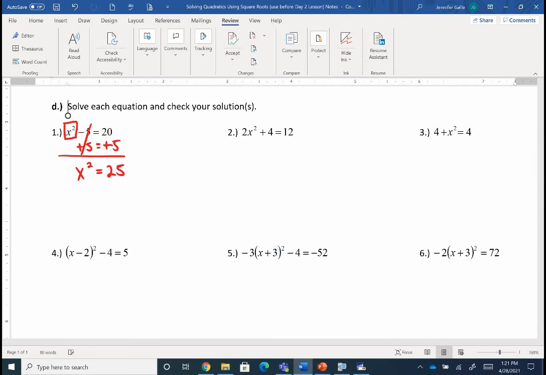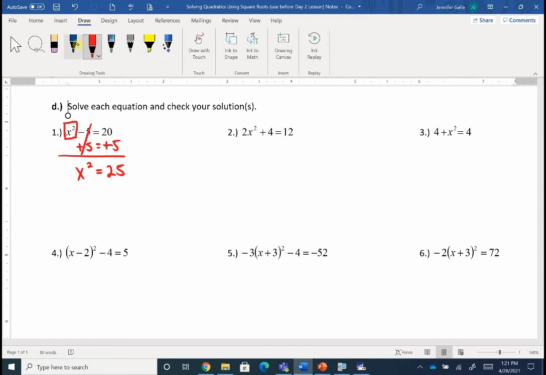There we go. All right, so we have x squared equals 25. Now, we just talked about, to undo the square, we're going to use square root. On that left side, the square root literally takes away the square. It undoes the square. Those two cancel each other out, so I'm left with an x. Now, if I type into my calculator square root of 25, it's going to tell me it's 5.